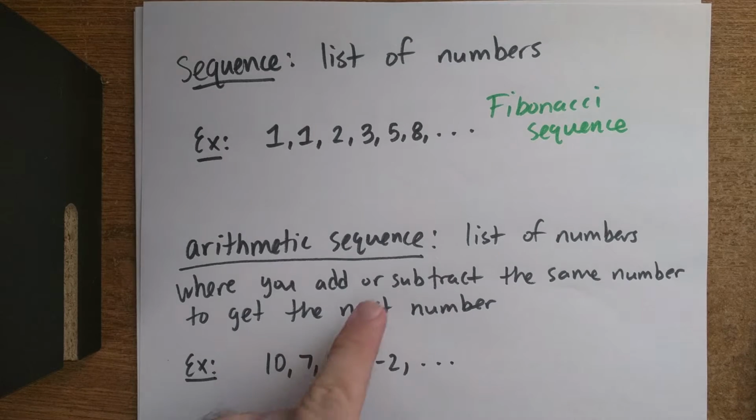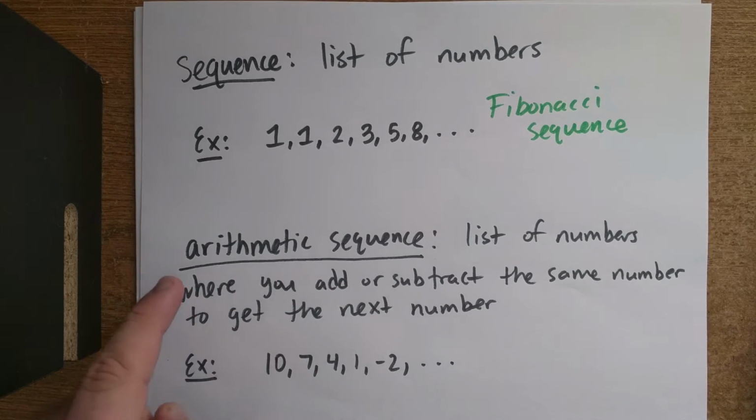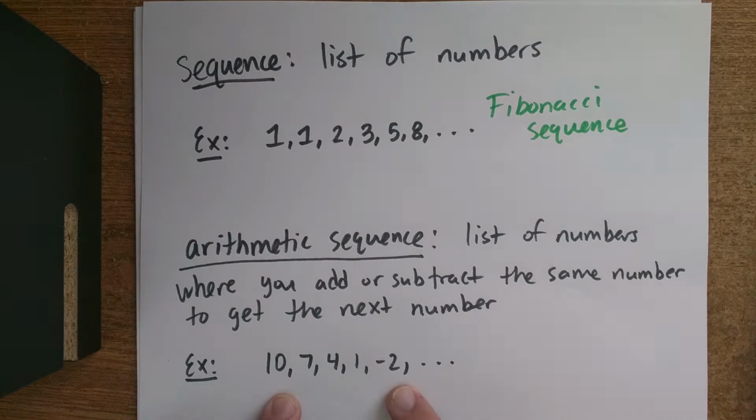Now, there's a special kind of sequence, a list of numbers, called an arithmetic sequence. That's a list of numbers where you add or subtract the same number to get the next number. Let's go ahead and look at this one. So our sequence is 10, 7, 4, 1, negative 2, and the pattern continues. That's what the dot, dot, dot means.